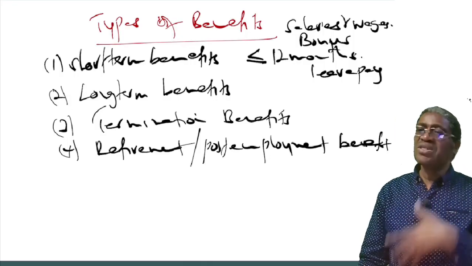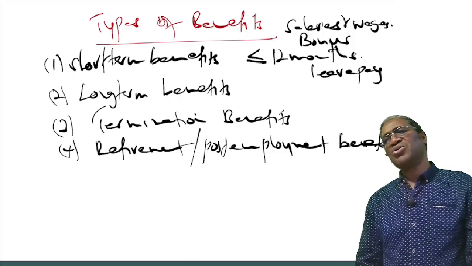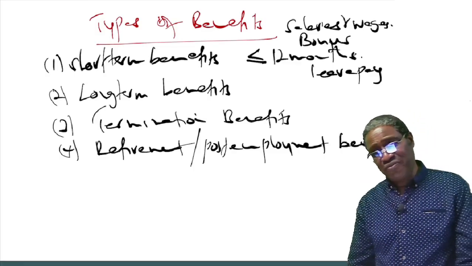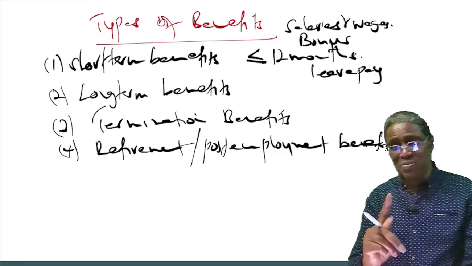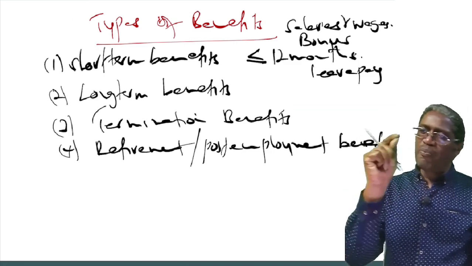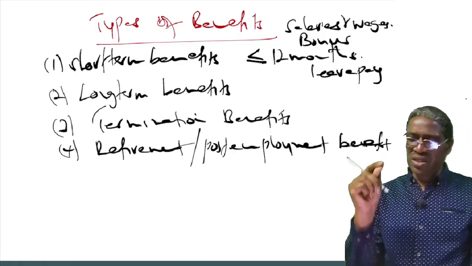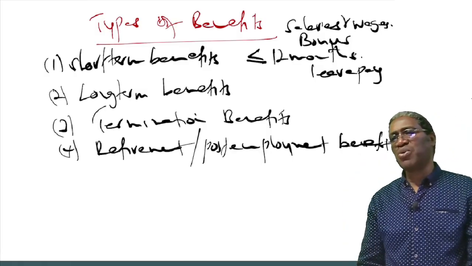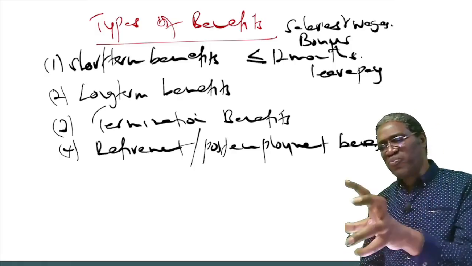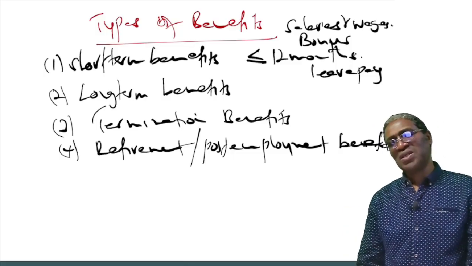And therefore, still when you are going on leave, you need to be paid. Leave pay is also another example of a short-term benefit. So short-term benefits by definition are those benefits that accrue to employees for a period of less than 12 months after providing a service. We are giving examples like wages and salaries, or salaries and wages, bonus, leave pay, and so on. There are many. Okay? Good. That's number one.